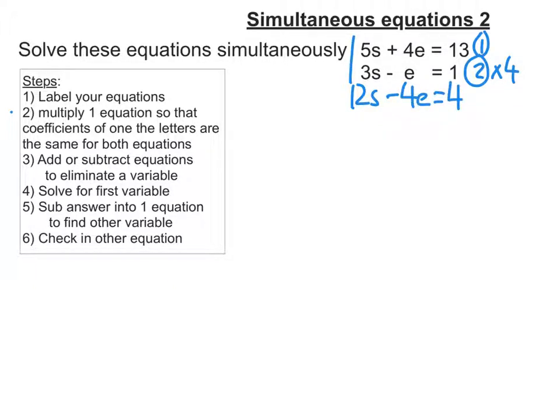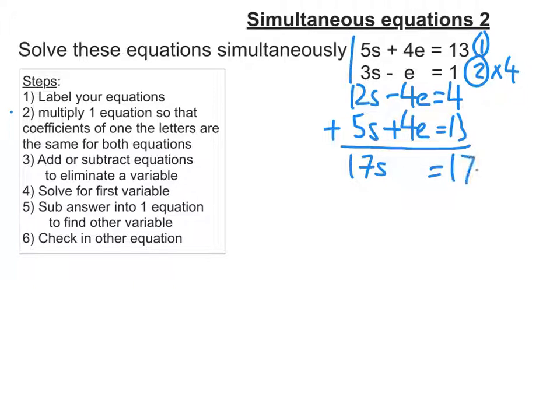So now you'll notice that I've got a positive 4e and a negative 4e. So now I can add them together and it will eliminate the e's. Let's just write out equation 1 again and add them up. 12s add 5s is 17s. 4e, negative 4e add 4e disappears. It's been eliminated as we'd want. 4 plus 13 is 17. 17s equals 17. Divide by 17, we get s equals what?